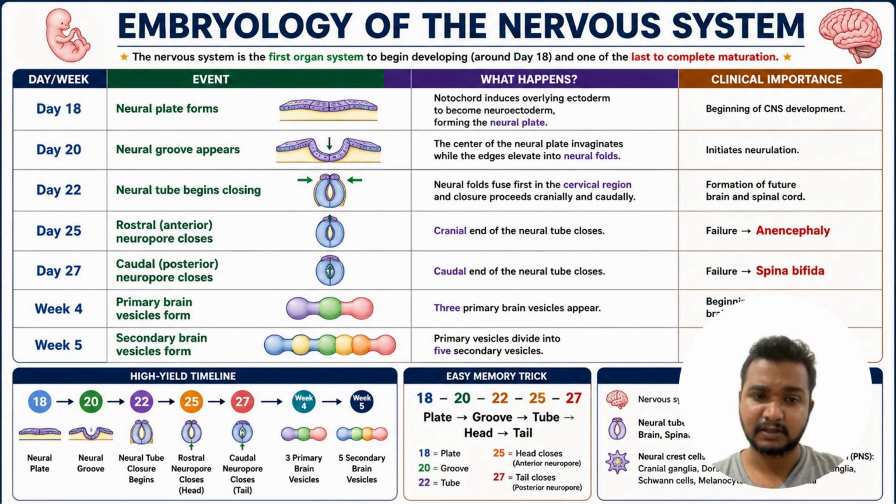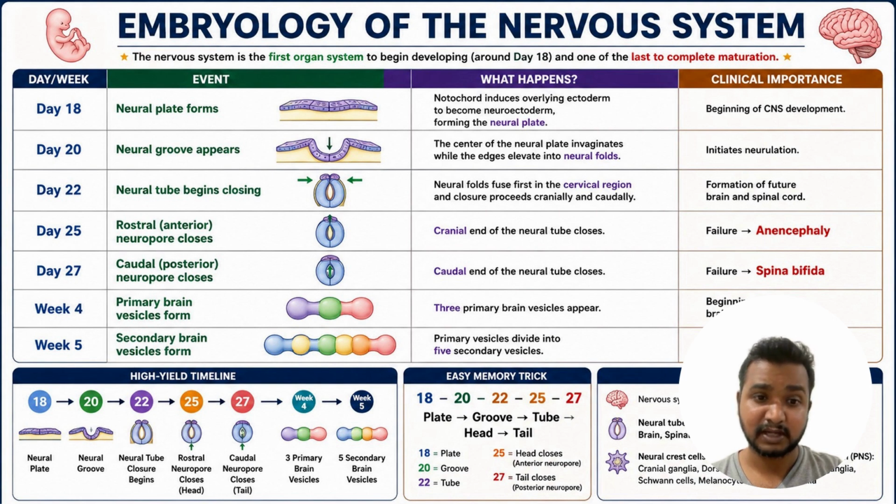On day 18, the neural plate appears. This is the very first sign that the nervous system is beginning to develop. Around day 20, the neural plate bends inward to form the neural groove, while the edges rise to form the neural folds. By day 22, these neural folds start to fuse, forming the neural tube, which will later develop into the brain and spinal cord.